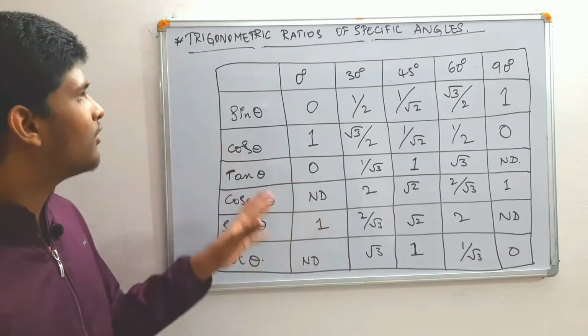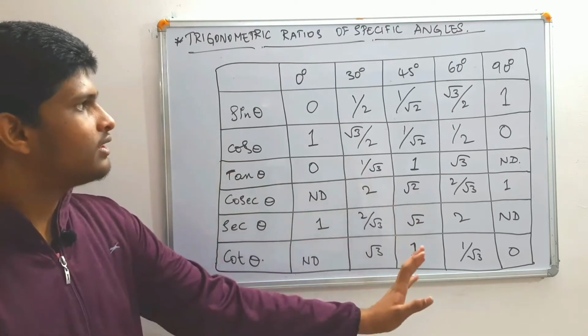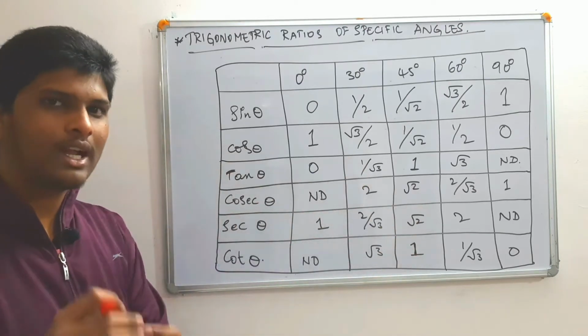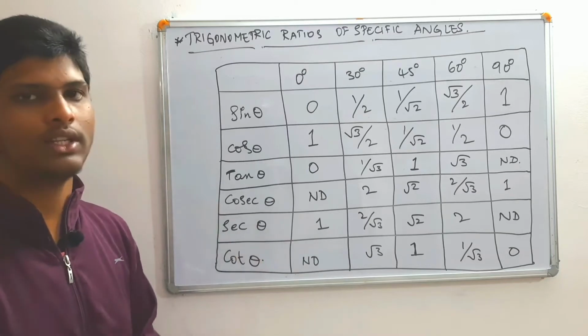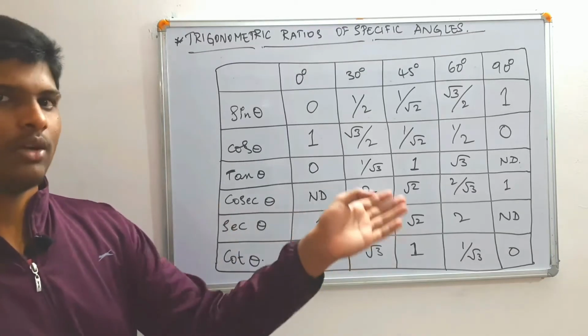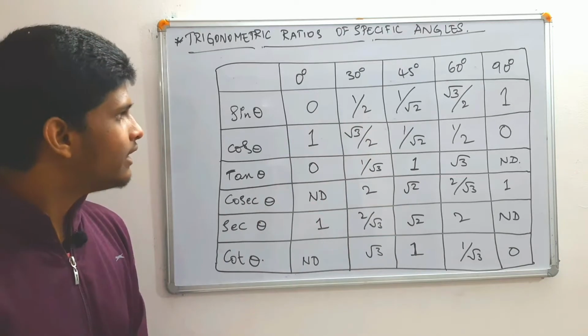So this is a table of trigonometric ratios up to 90 degrees and this is more than enough for class 10, and in your syllabus also it's there only up to 90 degrees. Still it goes up to 180, but now it's not needed for you.